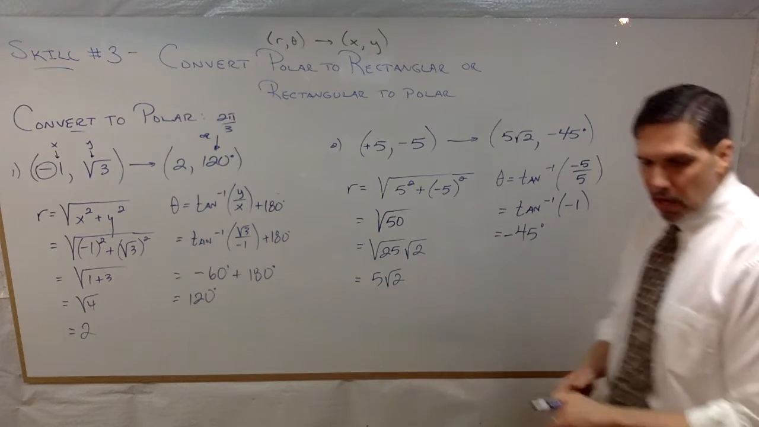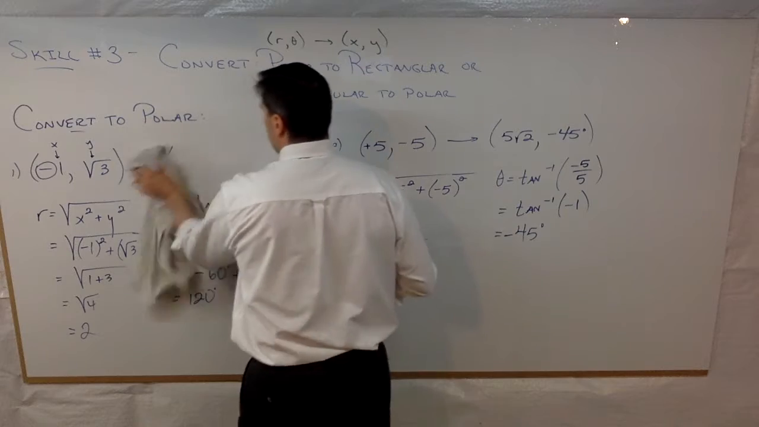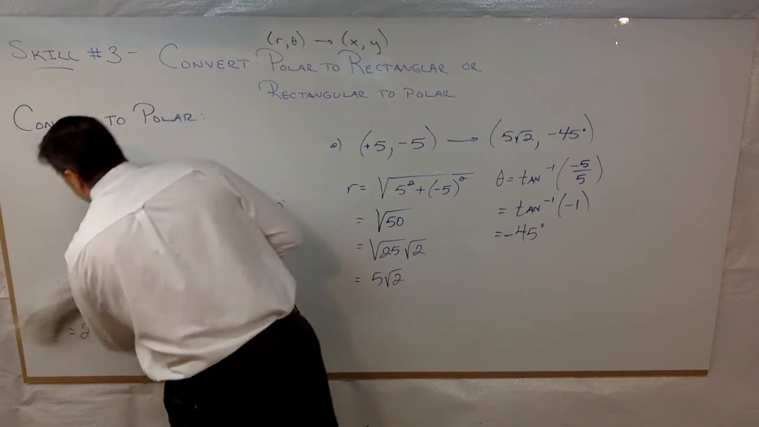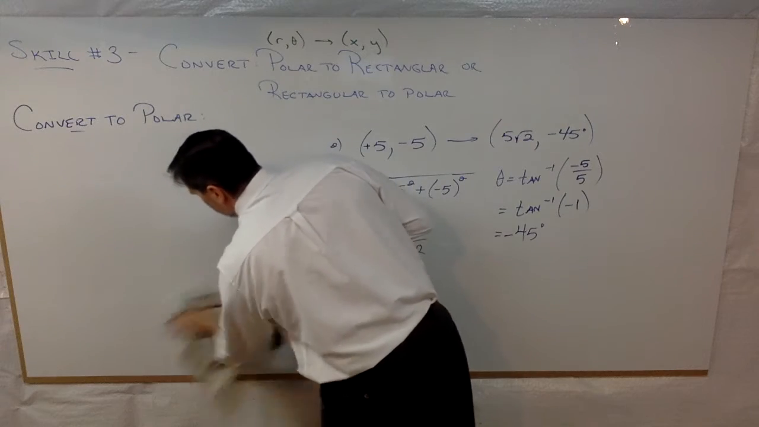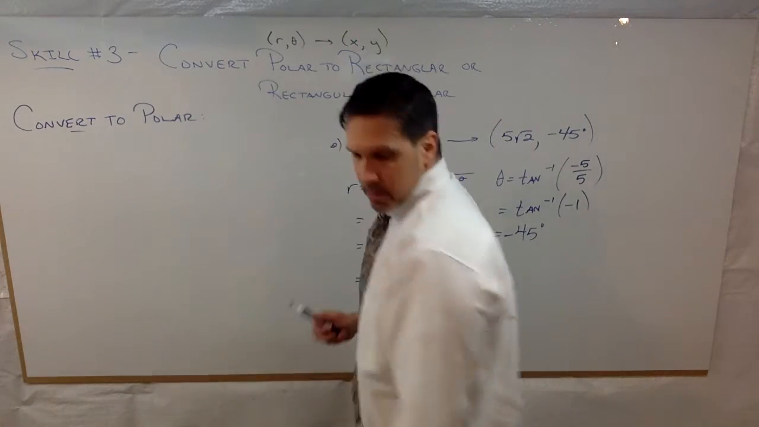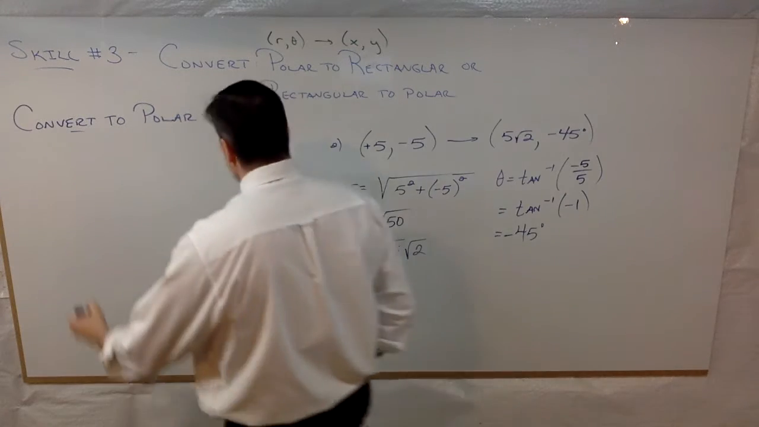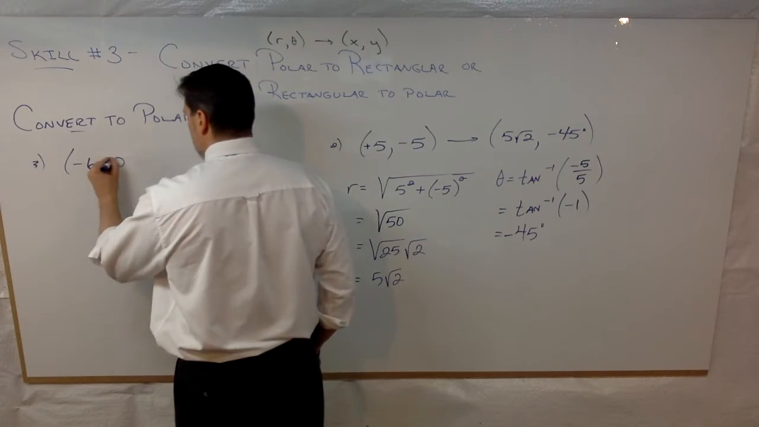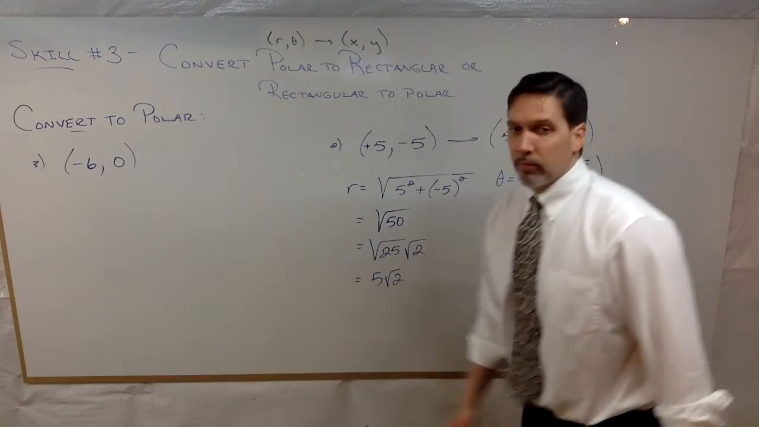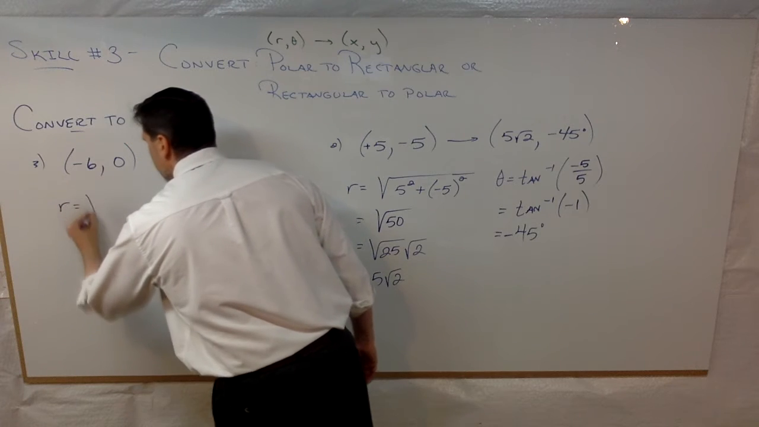All right. Let's try one more, and don't want to spoil this one. Third one. Nothing suspicious here, just another run-of-the-mill problem. Nothing to raise any red flags. Number 3, let's say we had -6, 0. Right, so let's figure out our r.